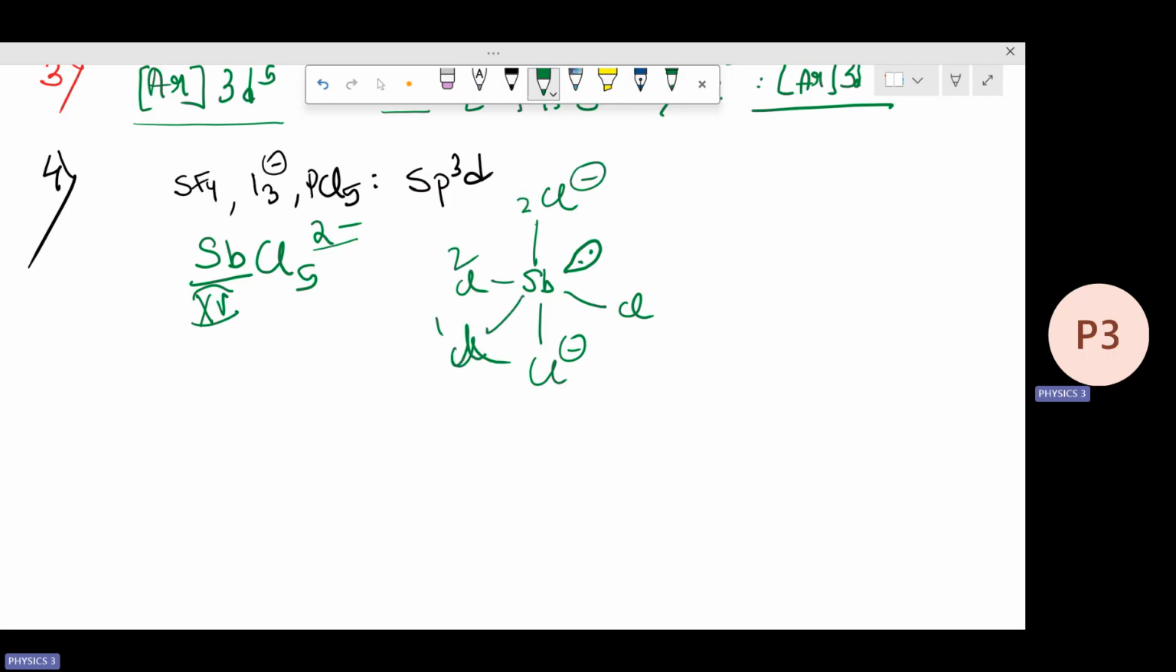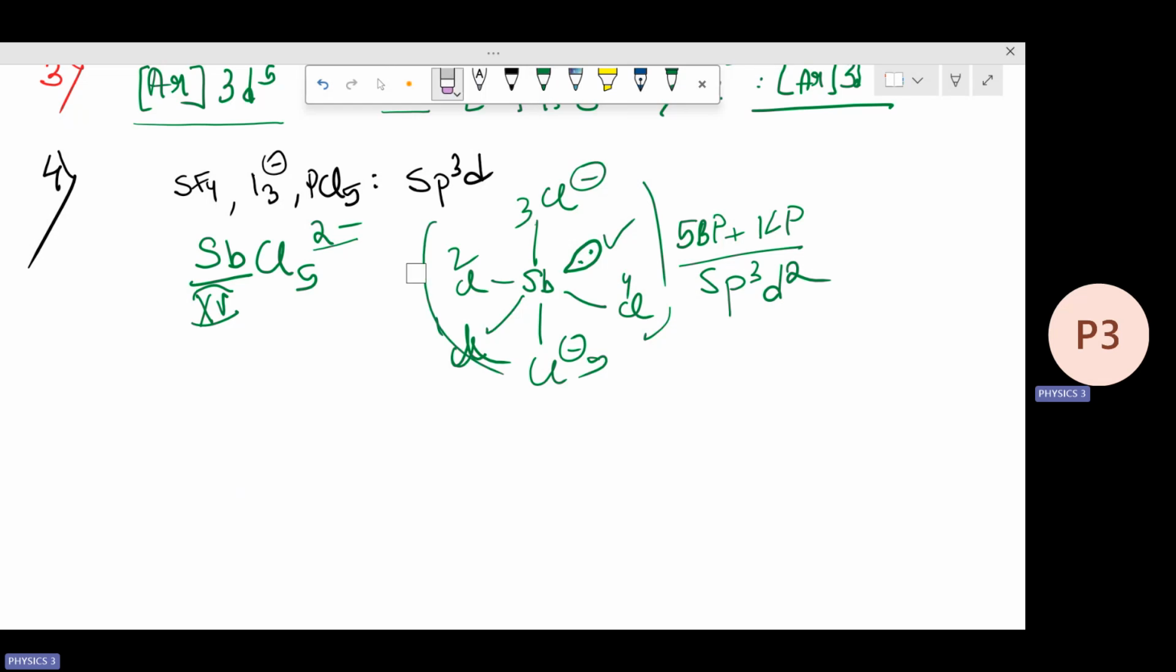1, 2, 3, 4, 5. After it takes 5 plus 1, so it is 5 bond pairs plus 1 lone pair, giving me sp3d2. I have not drawn the proper shape, just for representation. For representation, we can say that it is giving me 5 bond pairs and 1 lone pair, overall making it sp3d2. So it does not have the same hybridization. So the answer is SbCl5 2 minus.